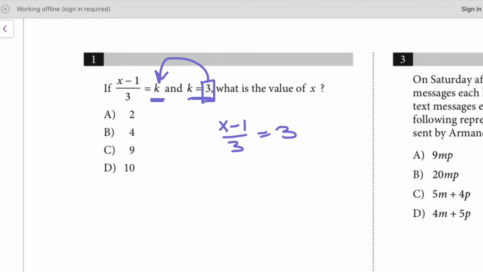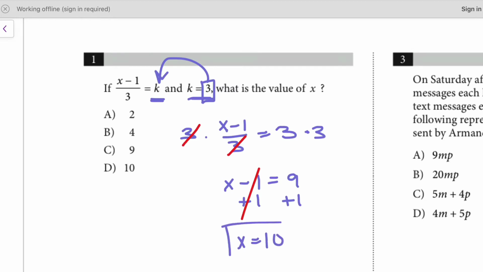So now you just solve it like you would a regular algebraic equation. I'm going to multiply by 3 on both sides, so I can cancel out the denominator, and I end up with x minus 1 equals 9. Then I'm going to add 1 on both sides so I can get rid of the negative 1 on the left and isolate the variable. And I'm going to end up with x equals 10. And that's what they ask us for over here.